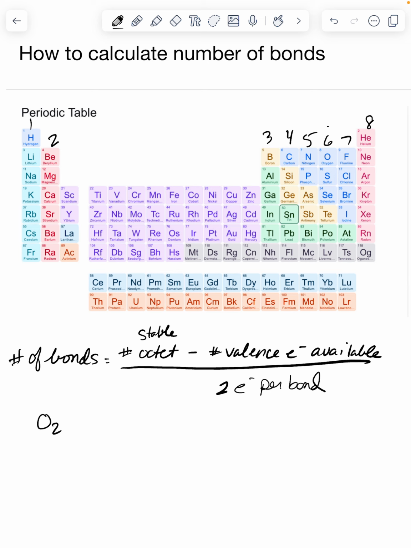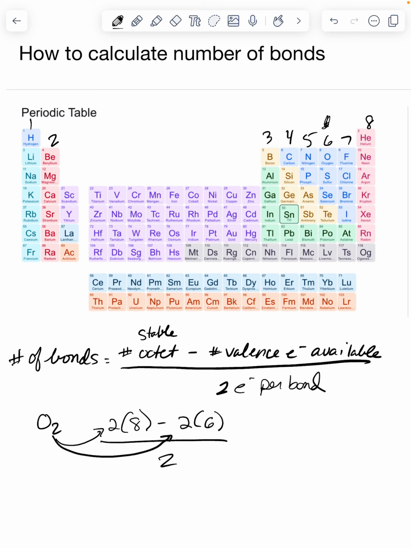So we have 2 oxygen. The first number is how many oxygen needs to be stable. The total needs to be 8. That's what I mean by the number in the octet. The octet needs to be 8, and there are 2 oxygen, so we have to account for that. We say 2 times 8. Each oxygen needs 8. The second number is the number of valence electrons available. Oxygen is in this group, so it has 6, but there are 2 oxygen, so both of them have 6 to share.